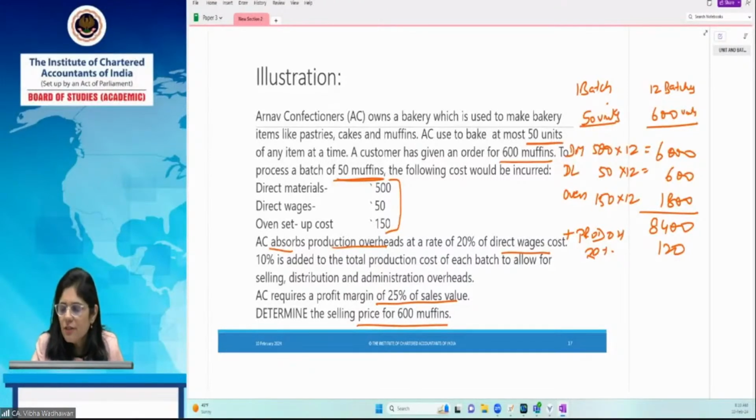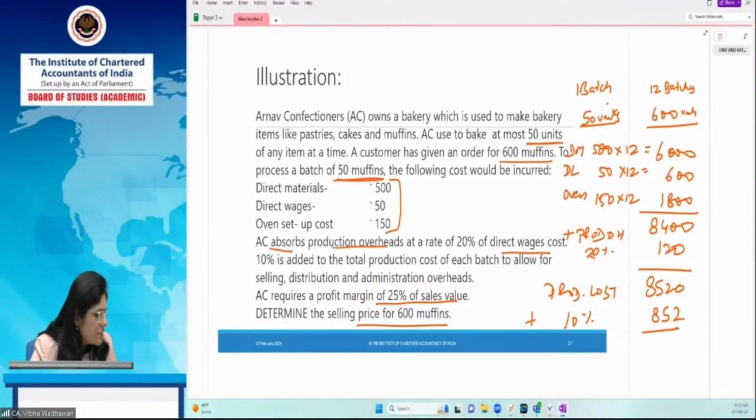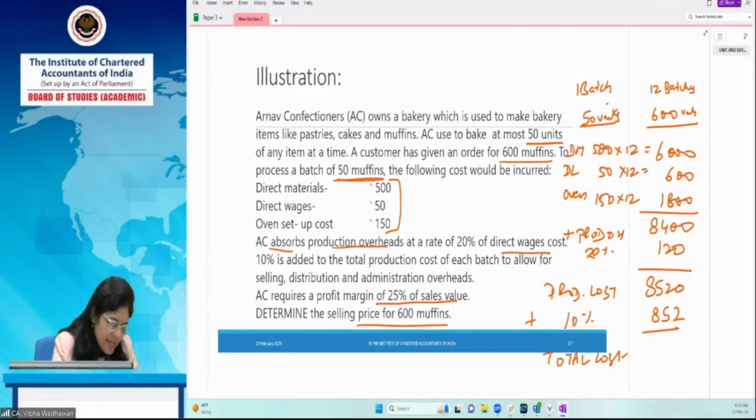So this is the total production cost, 8400 plus 120, which is 8520. Then you add 10% to the production cost, 852, and you will get the total cost. Clear? Plus 852, it's 9372.